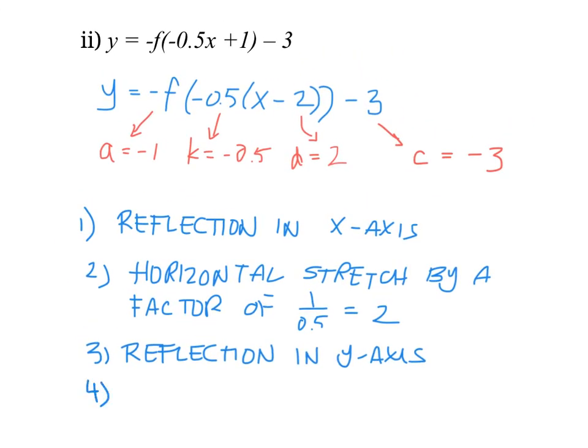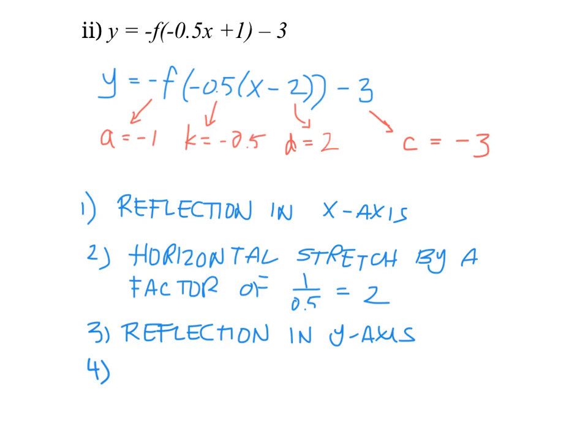And then we have our d value. Our d value, we call moving left and right and up and down. When you're just moving the function around and not stretching or compressing it, we call that a translation, right? So d is responsible for moving it horizontally. So it's going to be a horizontal translation.